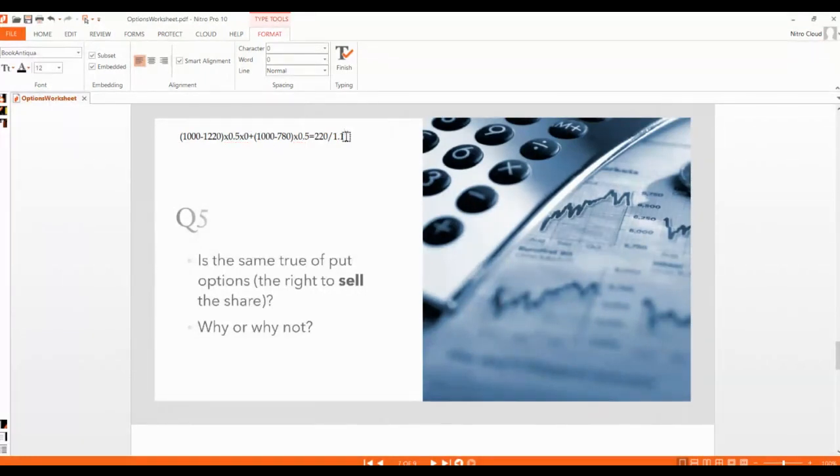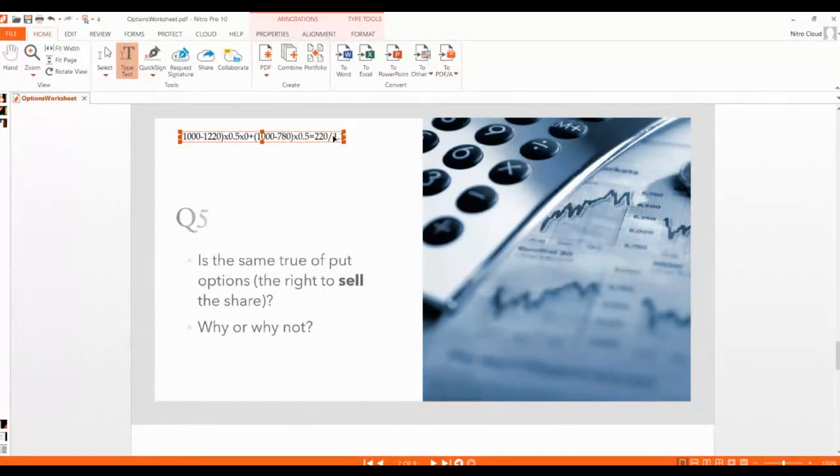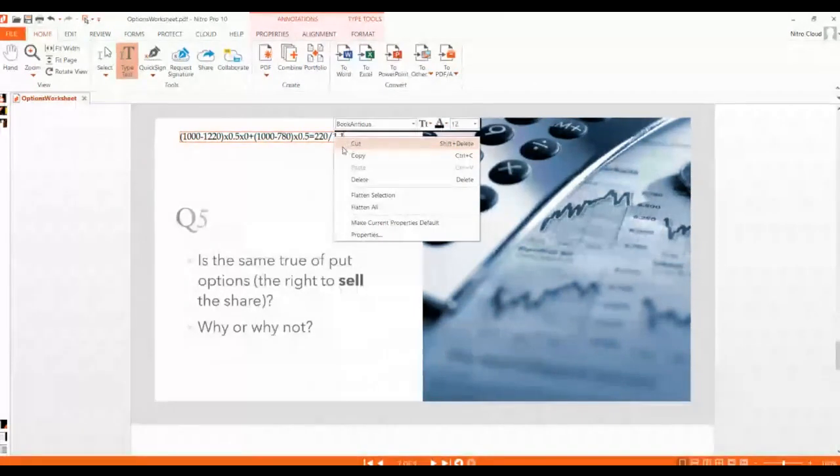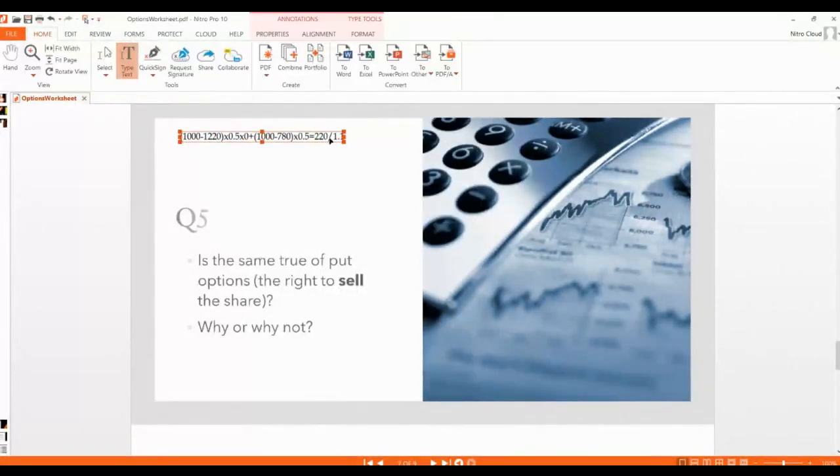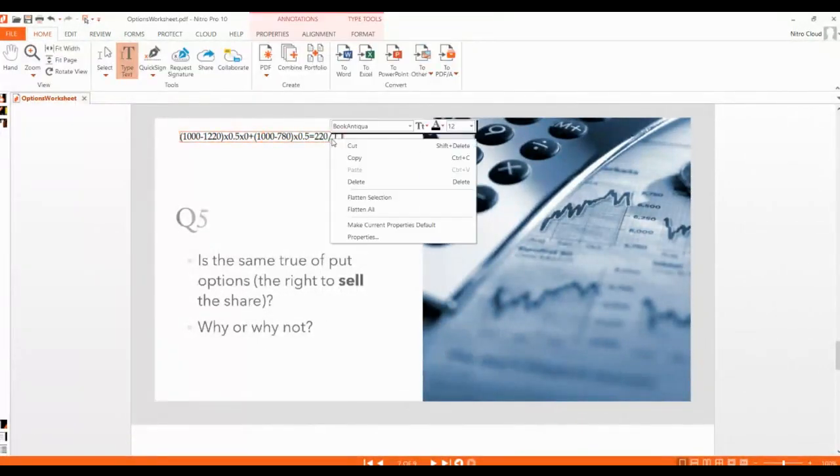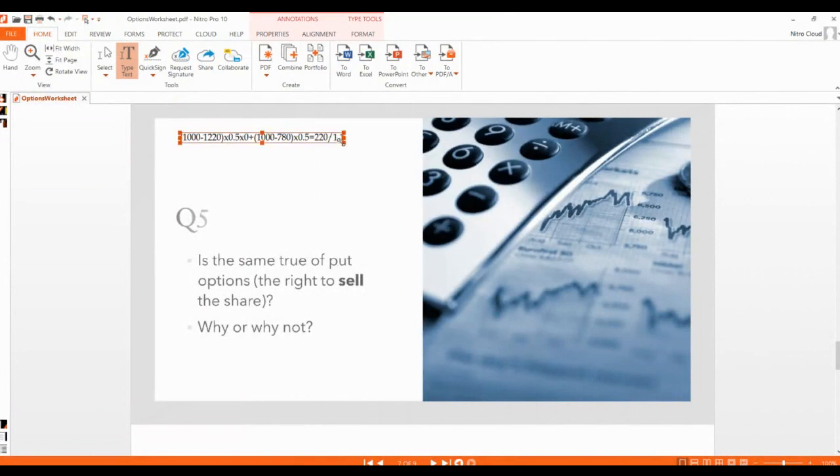Whoops. Sorry, I made a mistake there. That's a mistake. It just won't let me edit it. Anyway, let me see if I can. No, it won't let me edit it.